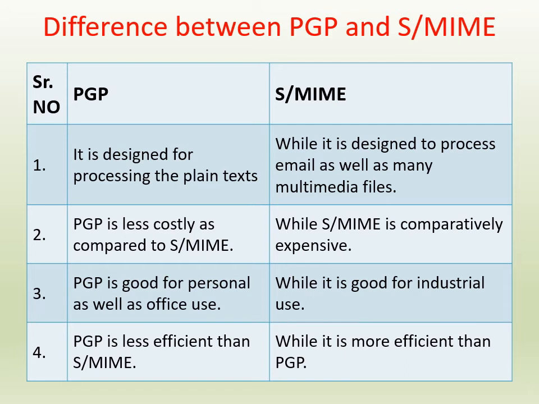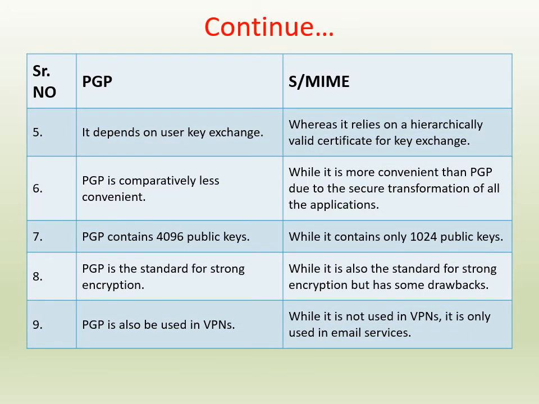PGP is a standard for strong encryption, while S/MIME is also a standard for strong encryption but has some drawbacks. PGP is also used in virtual private networks. S/MIME is not used in virtual private networks. It is only used in email services.